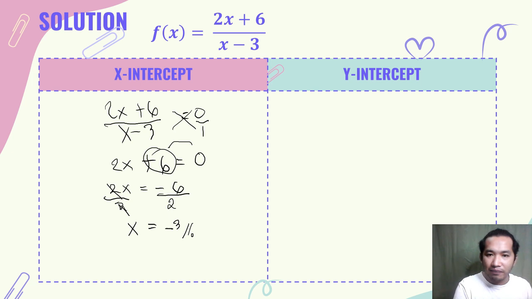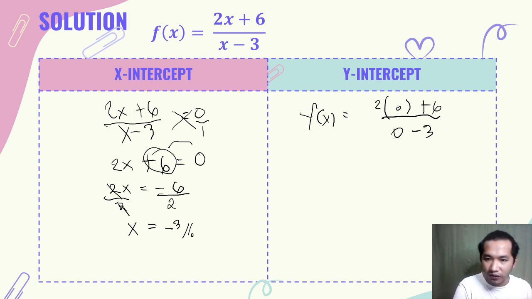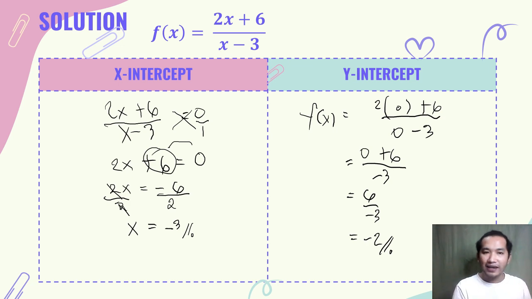For our y-intercept, we will change all the x into 0. That is, f of 0 is equal to 2 multiplied by 0 plus 6 all over 0 minus 3. So 2 multiplied by 0 is 0, plus 6, all over 0 minus 3, which is negative 3. Simplifying, we have 6 all over negative 3, and 6 divided by negative 3 gives us a value of negative 2. That is our y-intercept.